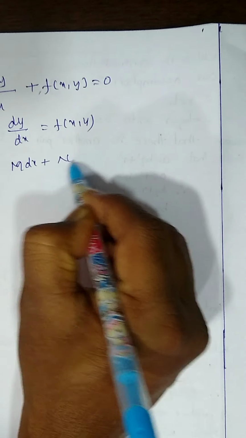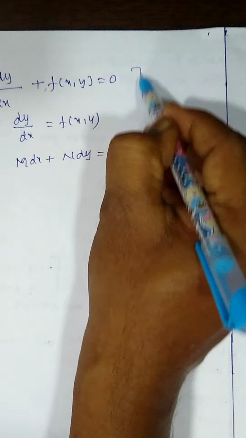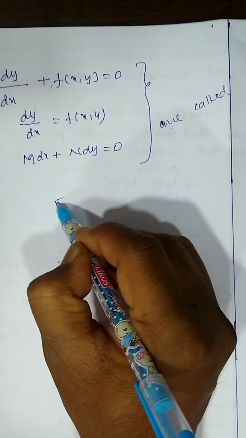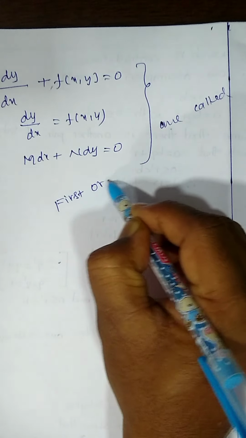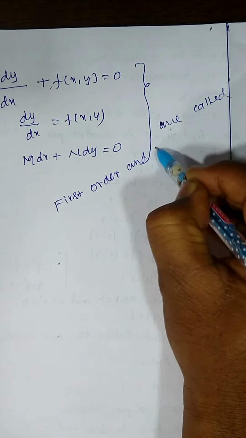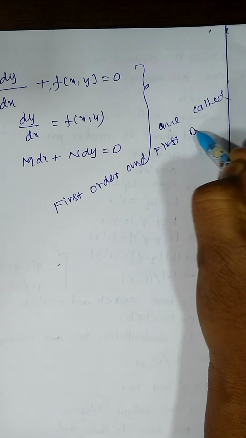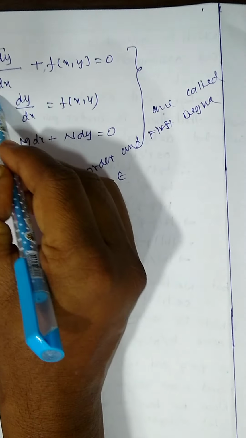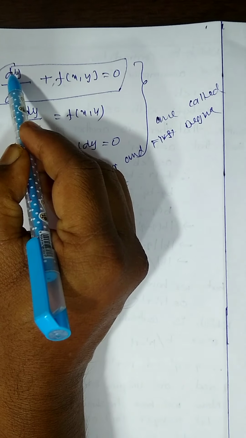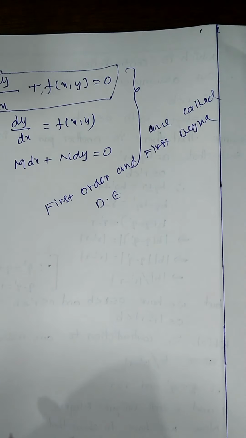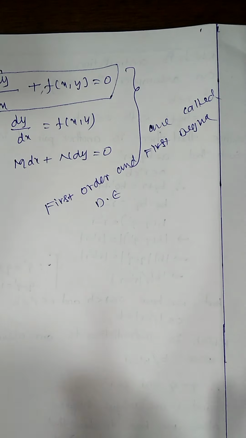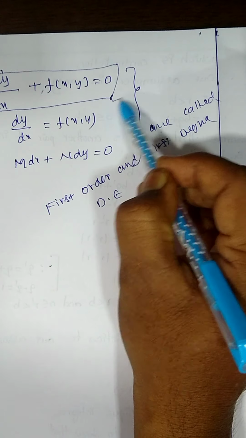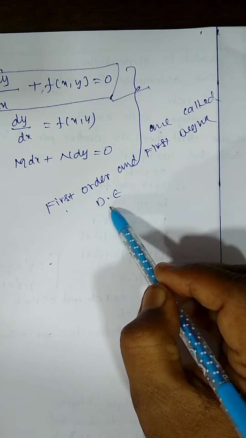M dx plus N dy equal to 0, are called first order and first degree differential equations. Why? Because the order of this differential equation is first order, since it has the first order derivative, and the degree, the power of the highest order derivative, is 1. That's why we say this differential equation is called a first order and first degree differential equation.